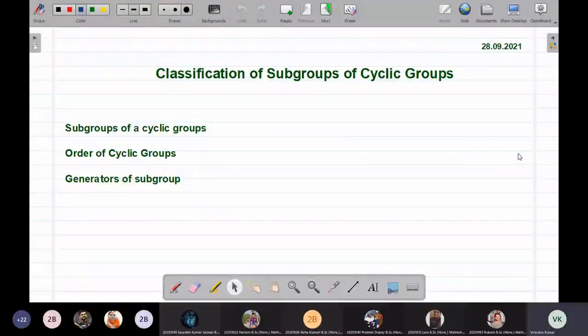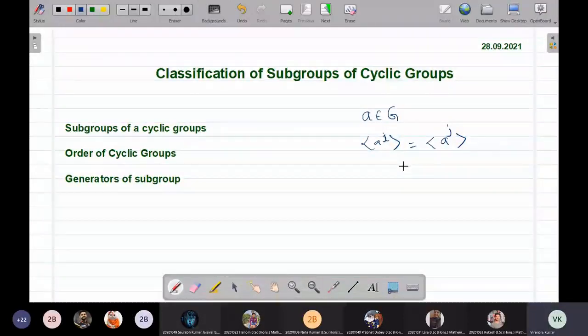So we have seen how we can generate groups by raising the power of some particular element. Suppose a is a member of G, and different powers of some element, for example a, generate the same group as a to the power j, and we have seen what the relation between i and j is, in both the cases, when G is finite or G is infinite.